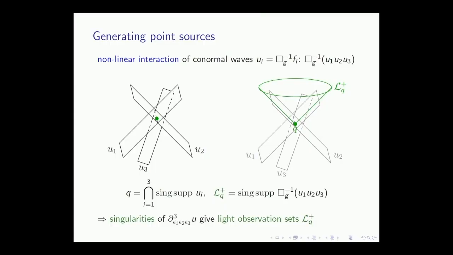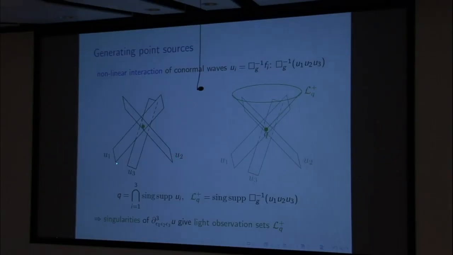And so here's the picture. Again, you have this cubic interaction. You had these three waves propagating, so one comes from here, from here, from here, and they interact in a single point that I'll label Q, and the wave generated by this will be singular, essentially exactly on the outgoing light cone from that point. So that's what Jeroen talked about yesterday in great detail.